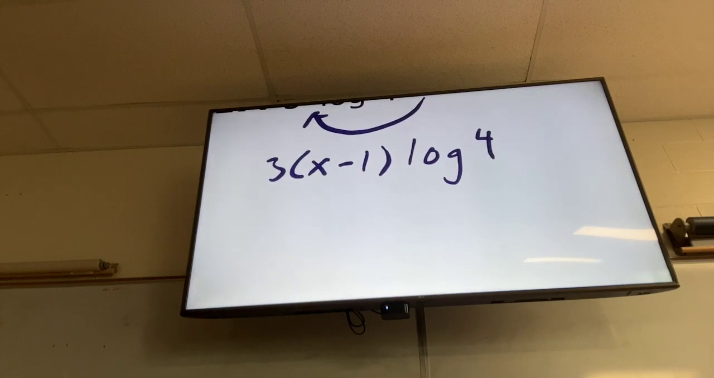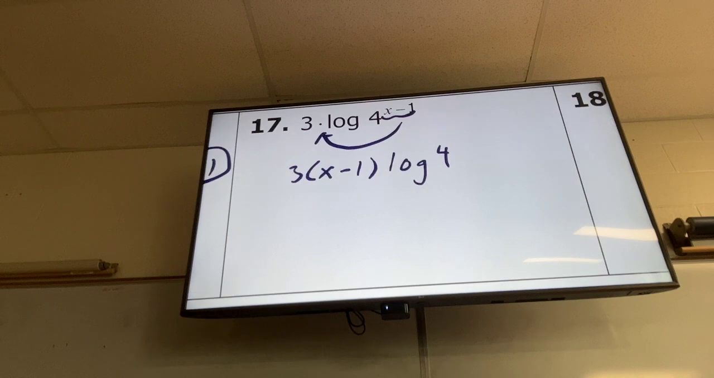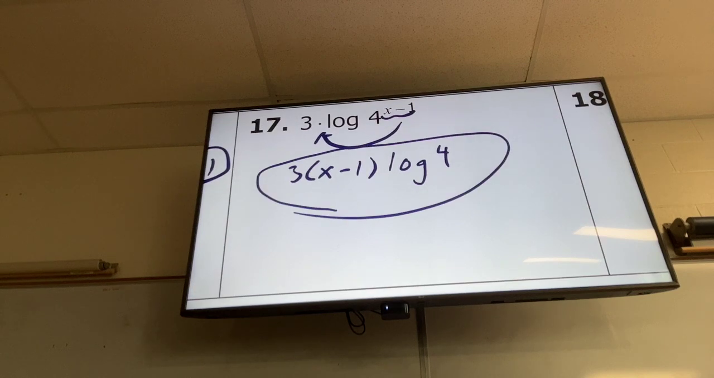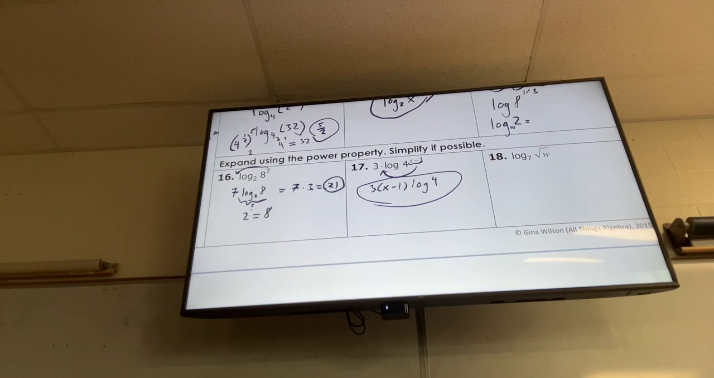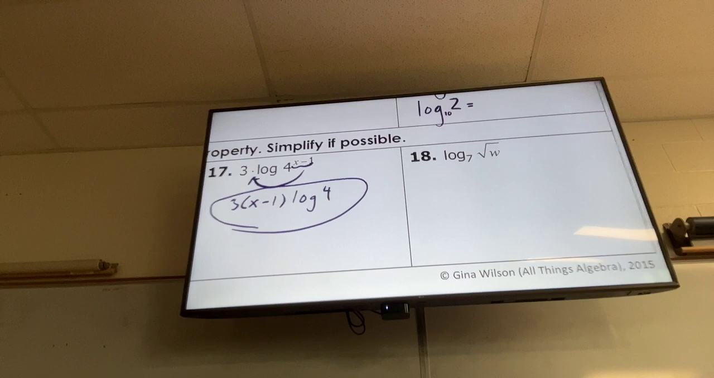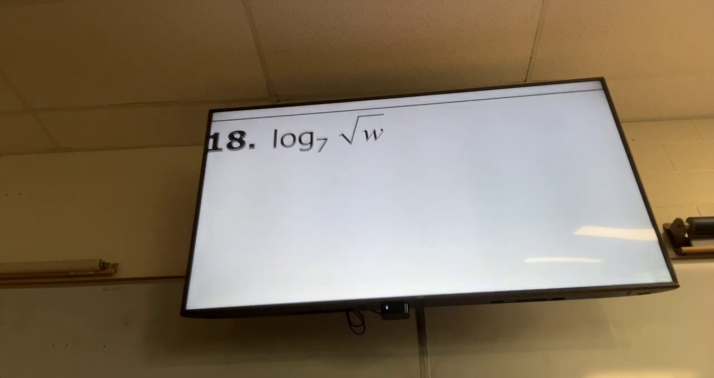There you go, take it out. It says simplify if possible, you can't simplify this. So let's just leave it like that. Oh, you see this one all the time. How am I going to deal with this one?